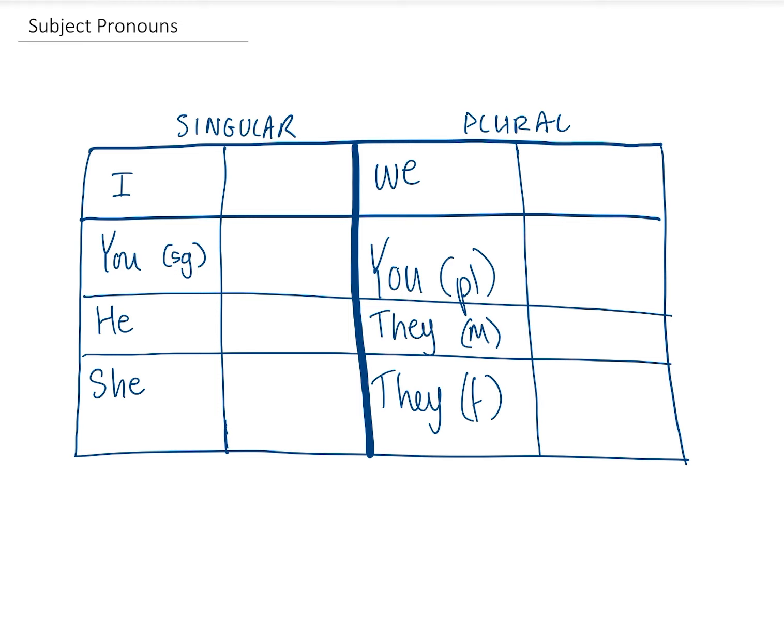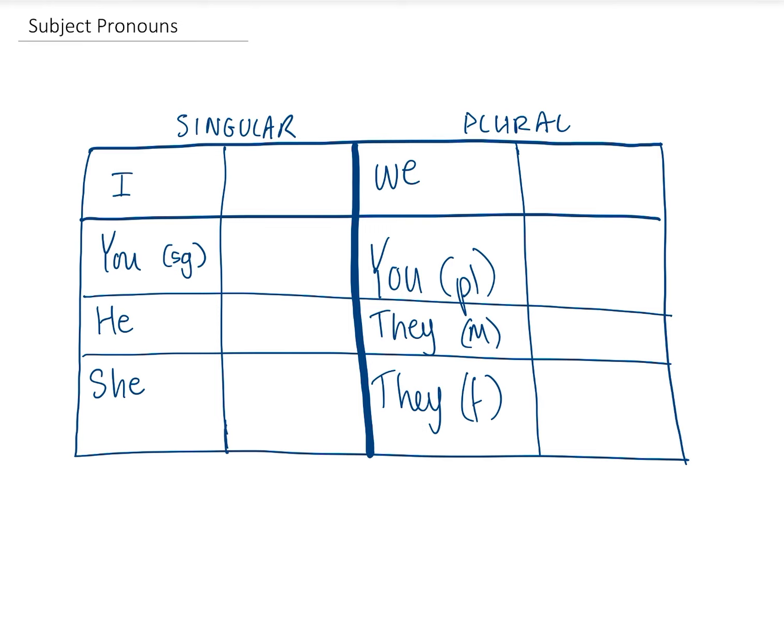In French, unless a subject pronoun is at the beginning of a sentence, it is not capitalized, unlike in English where you can say, at the park, I walked my dog, and the I would be capitalized. In French, we would say, au parc, j'ai marché mon chien. So, I walked, j'ai marché mon chien. I walked my dog.